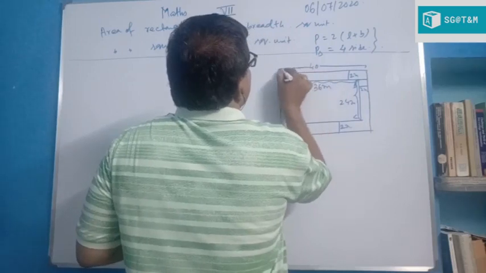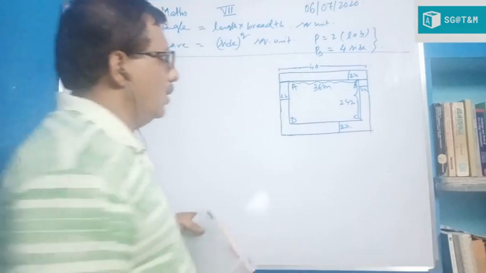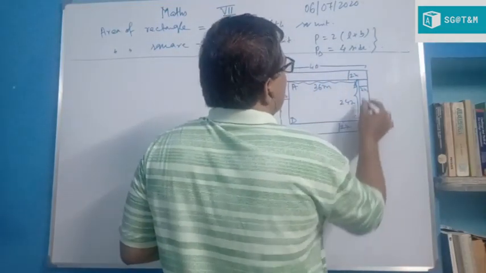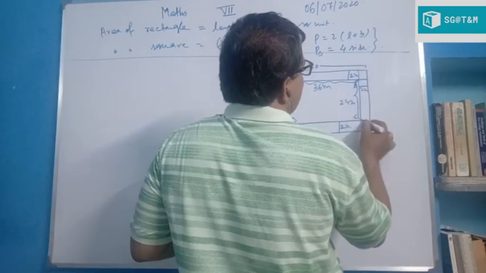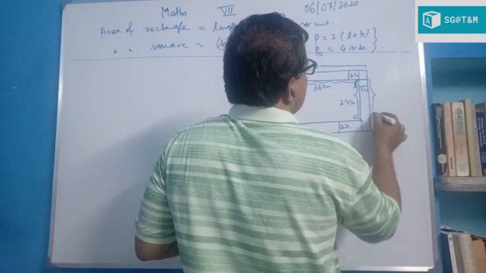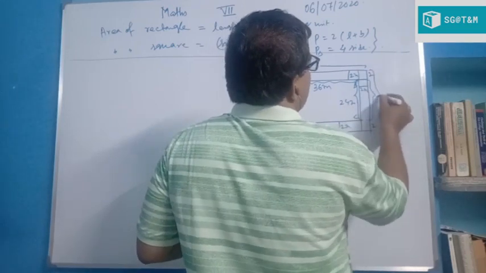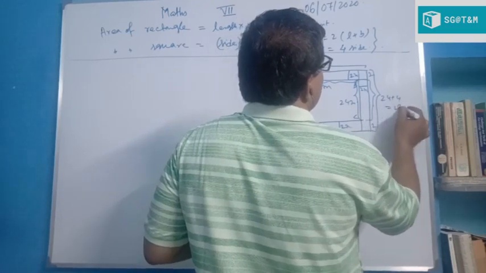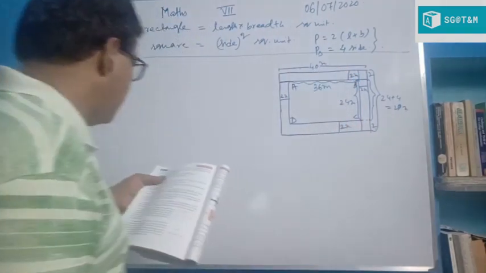On both sides 2 plus 2, so we get 36 plus 4. And breadth, same way, this is 2 meter and this length is also 2 meter. Up to this portion, this is 24 plus 2 plus 2. So total length will be how much? 24 plus 4, that is 28 meter. Yes, and this is 40 meter. So write down the answer.